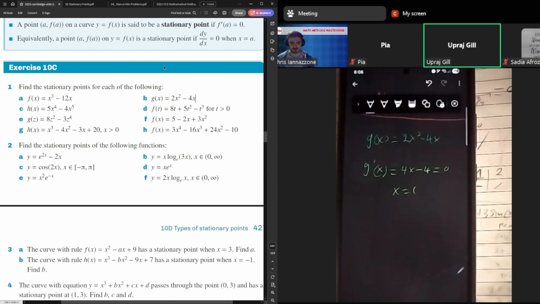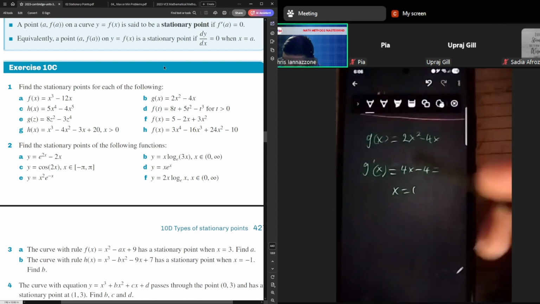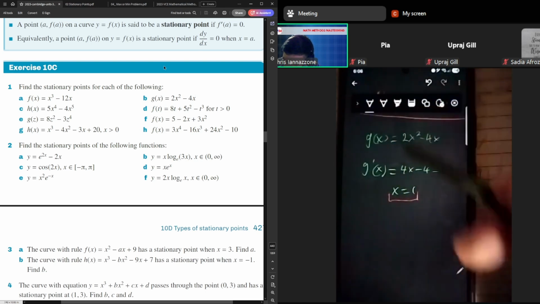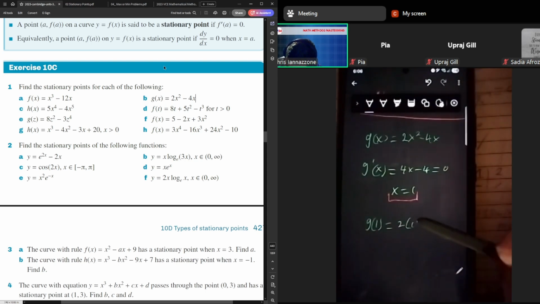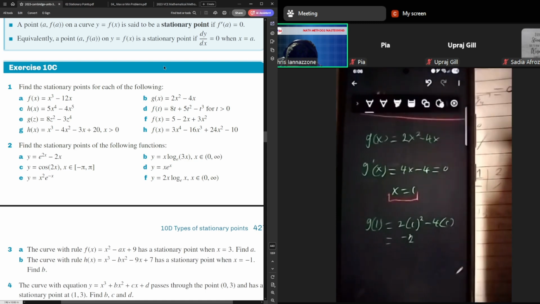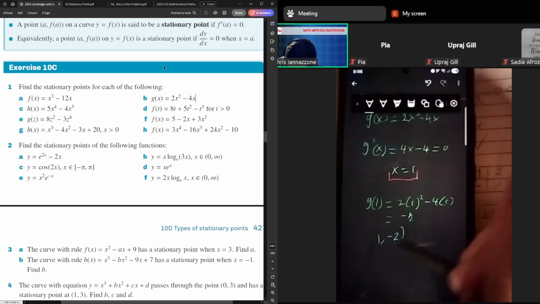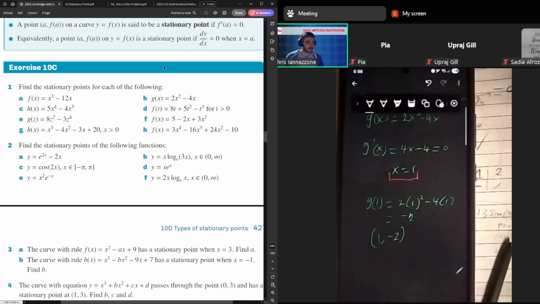I think we just sub it into the original function to get the y value. Sure do, yeah. Because at this stage, we've figured out the x coordinate of our stationary point, but we want the full coordinate, which means subbing it back into the original. 2 times 1 squared minus 4 times 1. 2 minus 4, going to have minus 2 there. So final answer would be 1 comma negative 2 for that. That's pretty much it really. So that's for power functions.